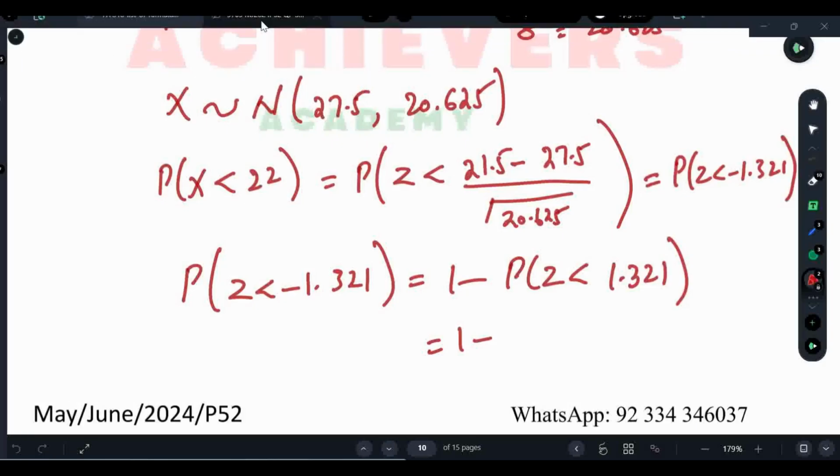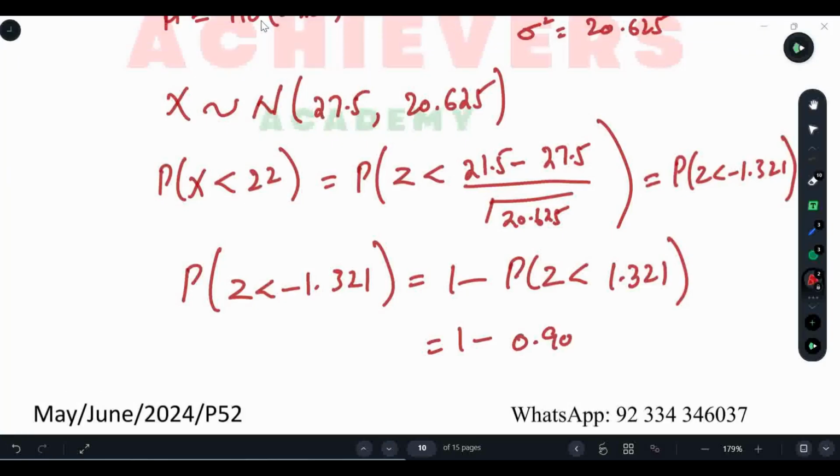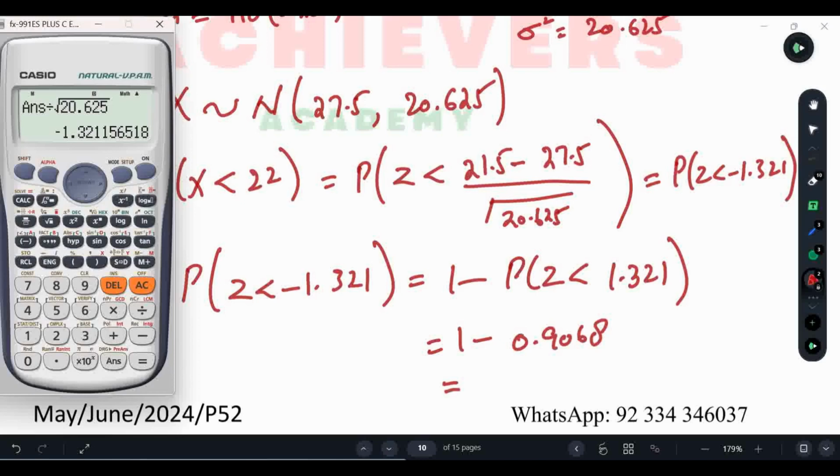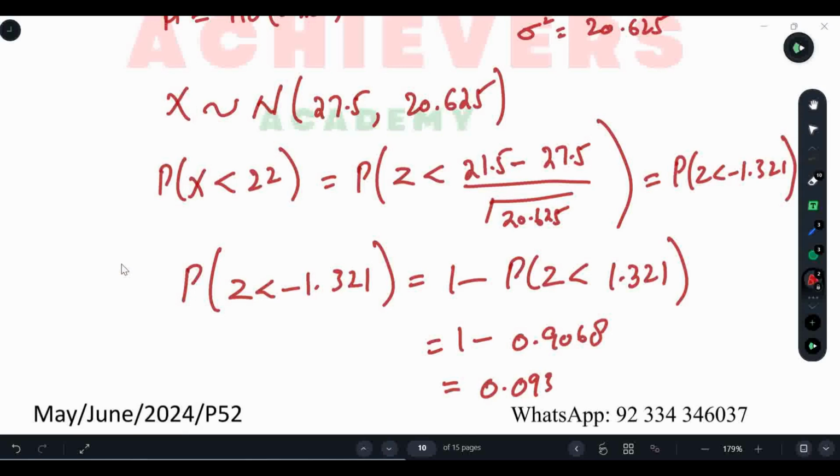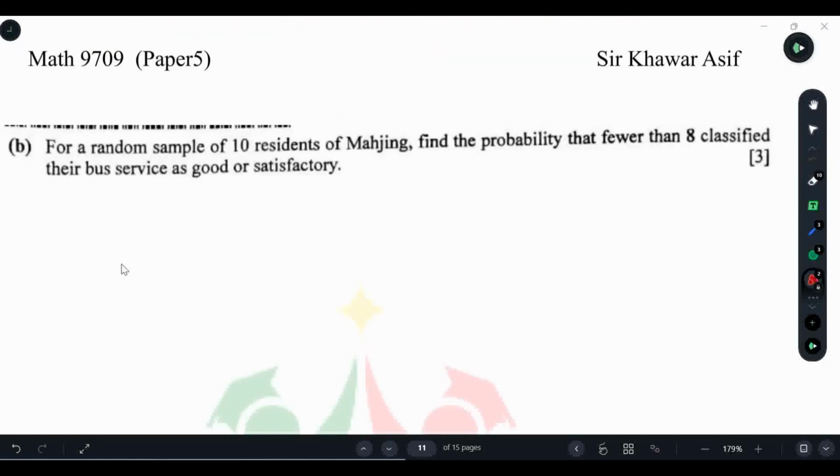So this will be 0.9068. If we subtract it from 1, what will be the answer? 1 minus 0.9068 is 0.0932. This will be the answer. Let's move to the next question.